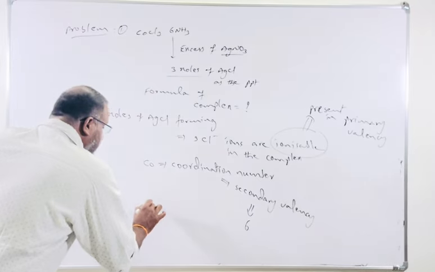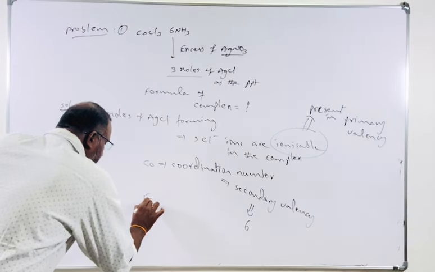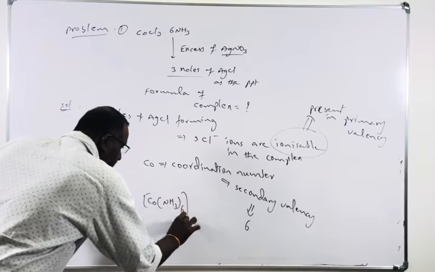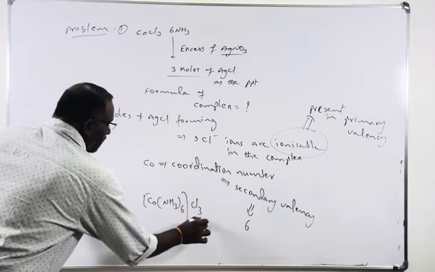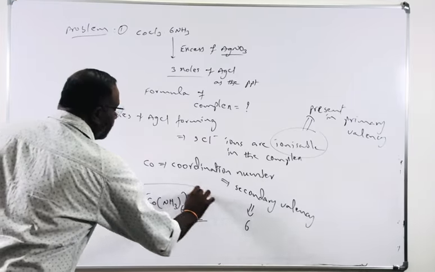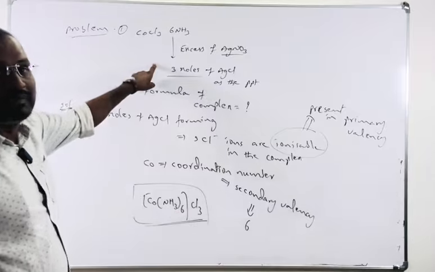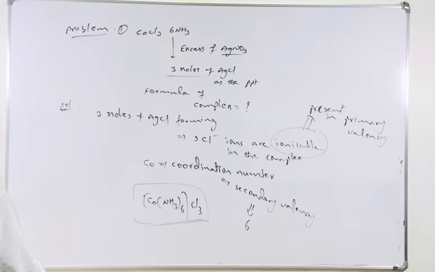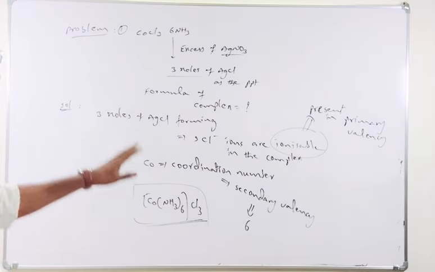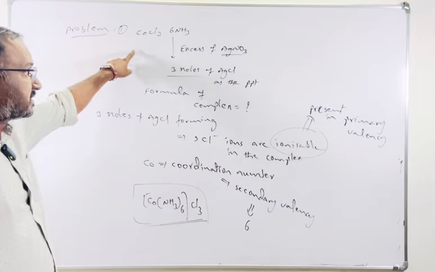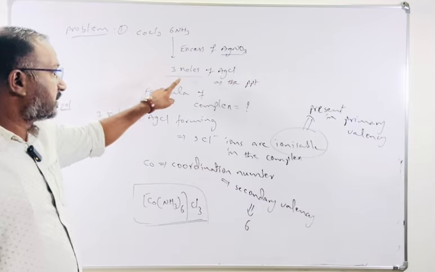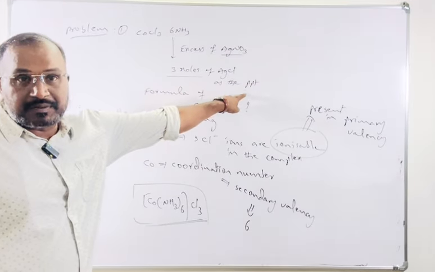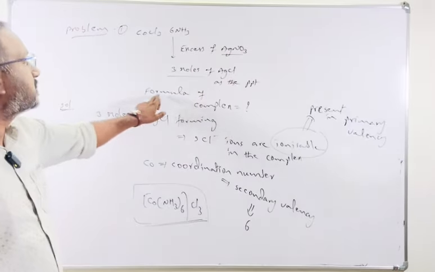So if I write 6 ligands, you can write the complex as Co(NH3)6, with 3 chlorines outside. This is the formula of this complex based on the answer. Once again I am saying, this is a complex he has given. When treated with excess of AgNO3, it is giving 3 moles of AgCl as the precipitate. PPT means precipitate. What is the formula of the complex?